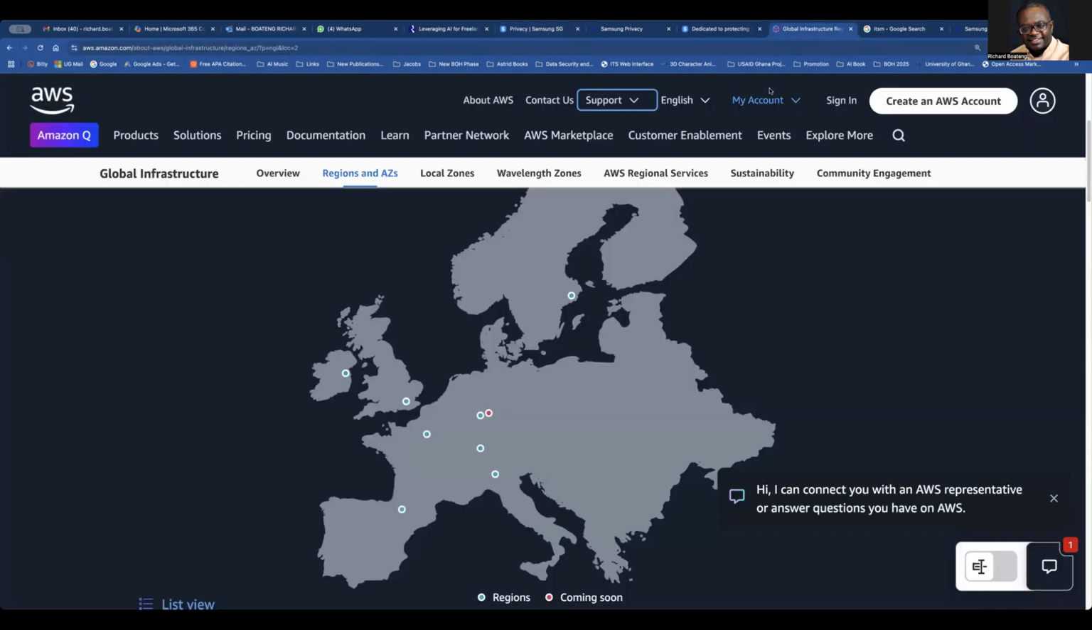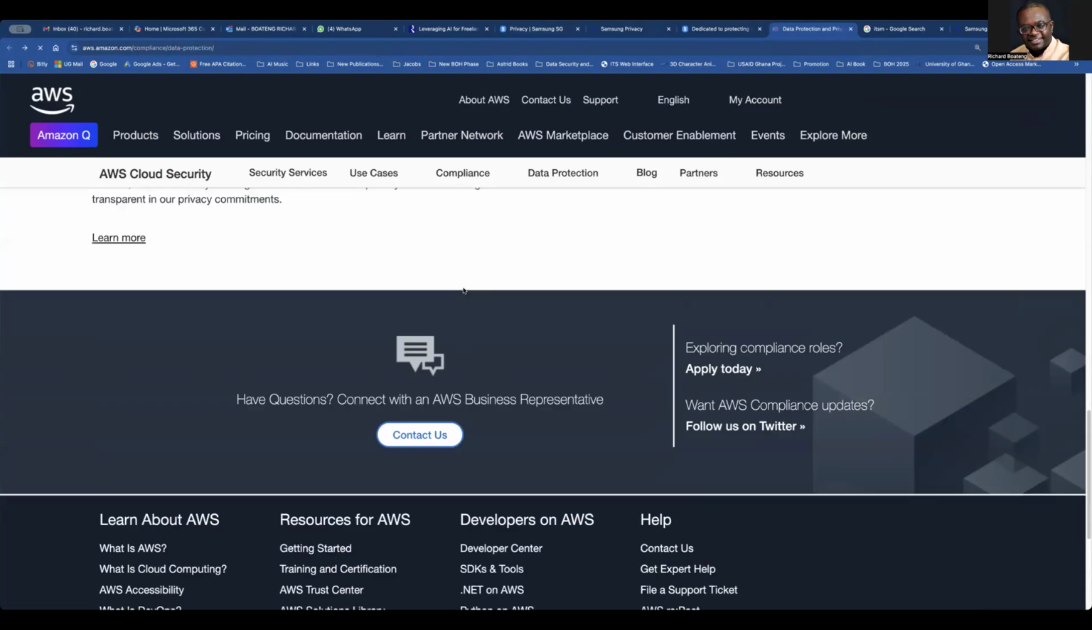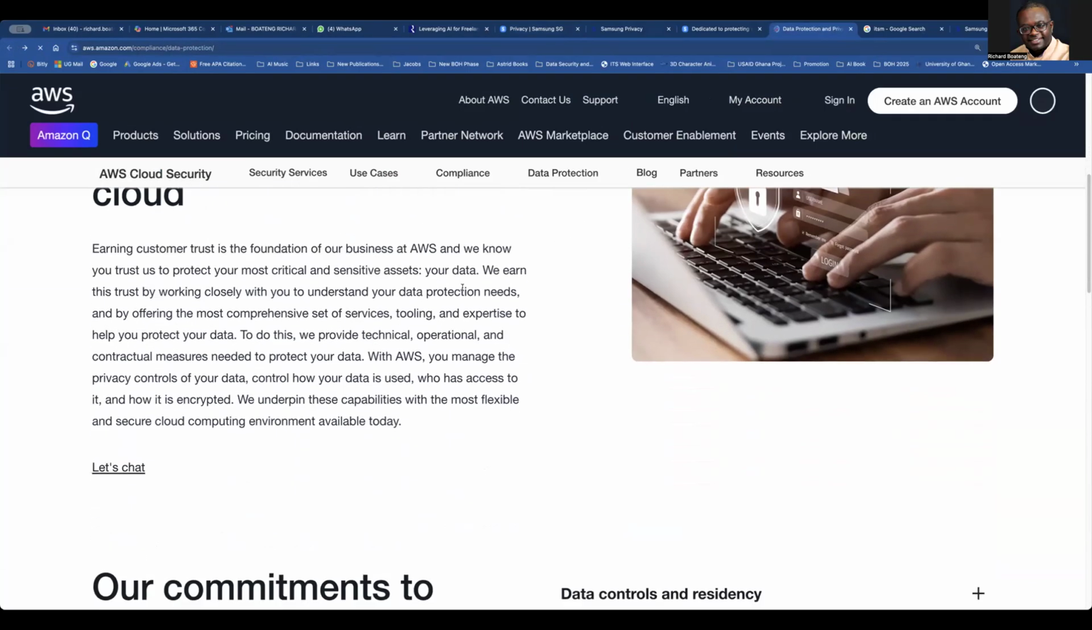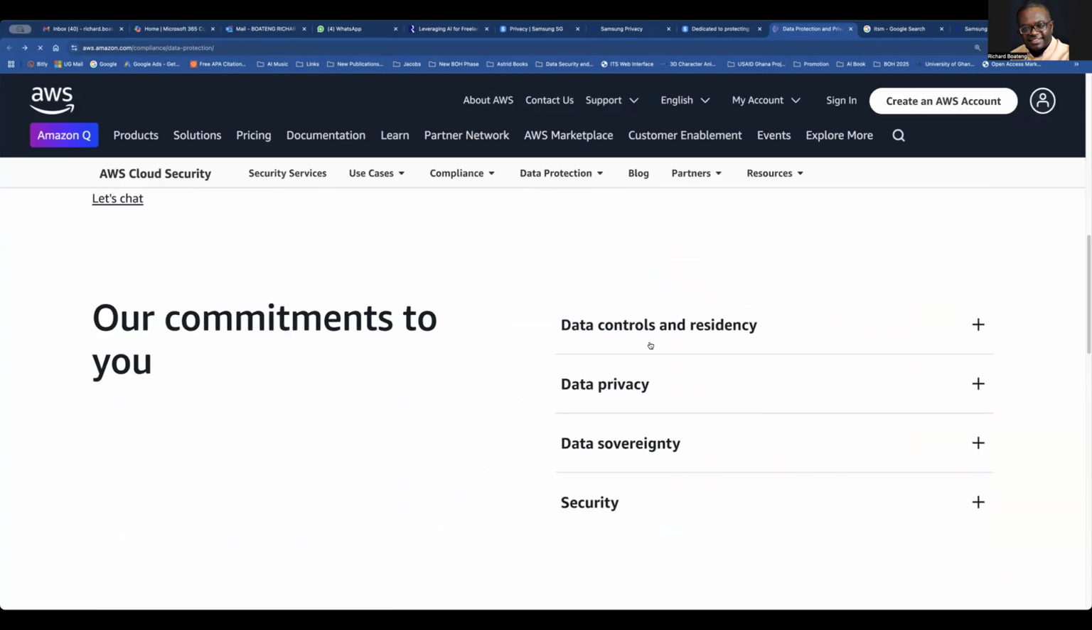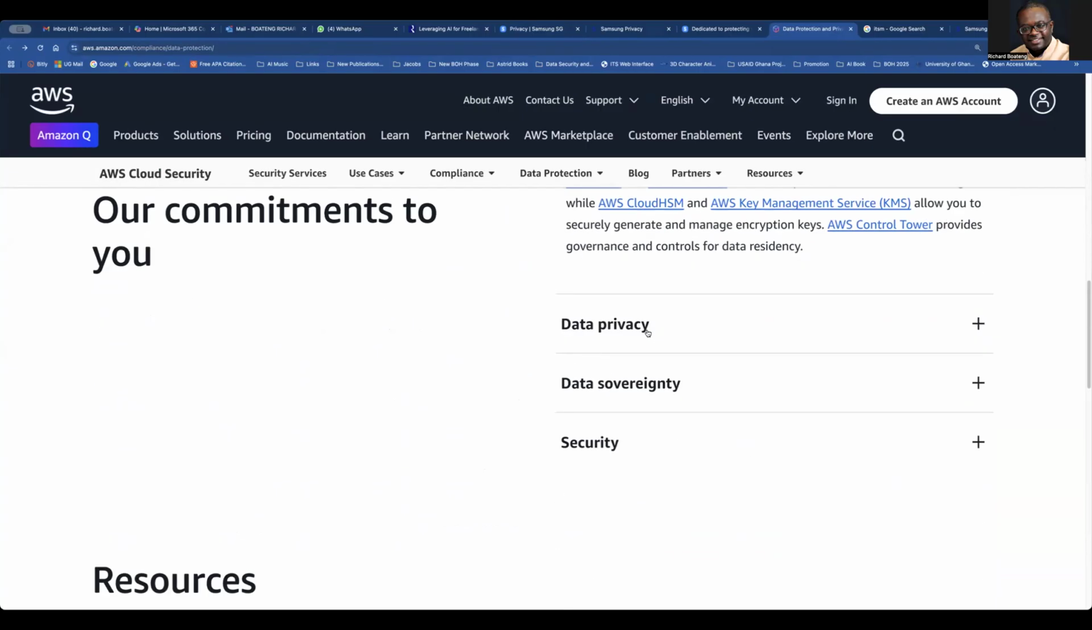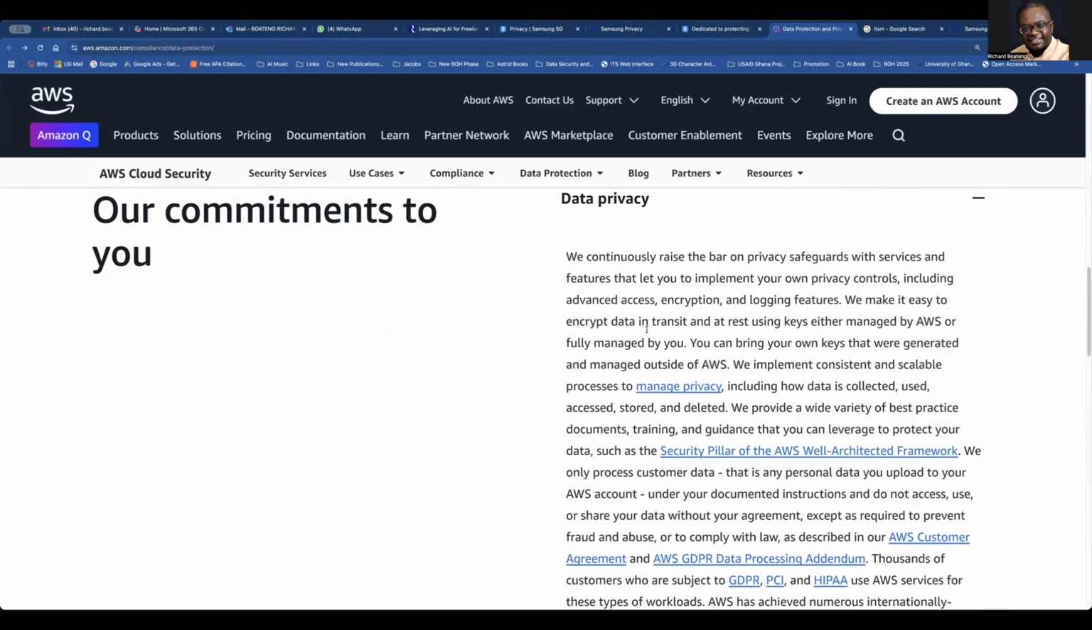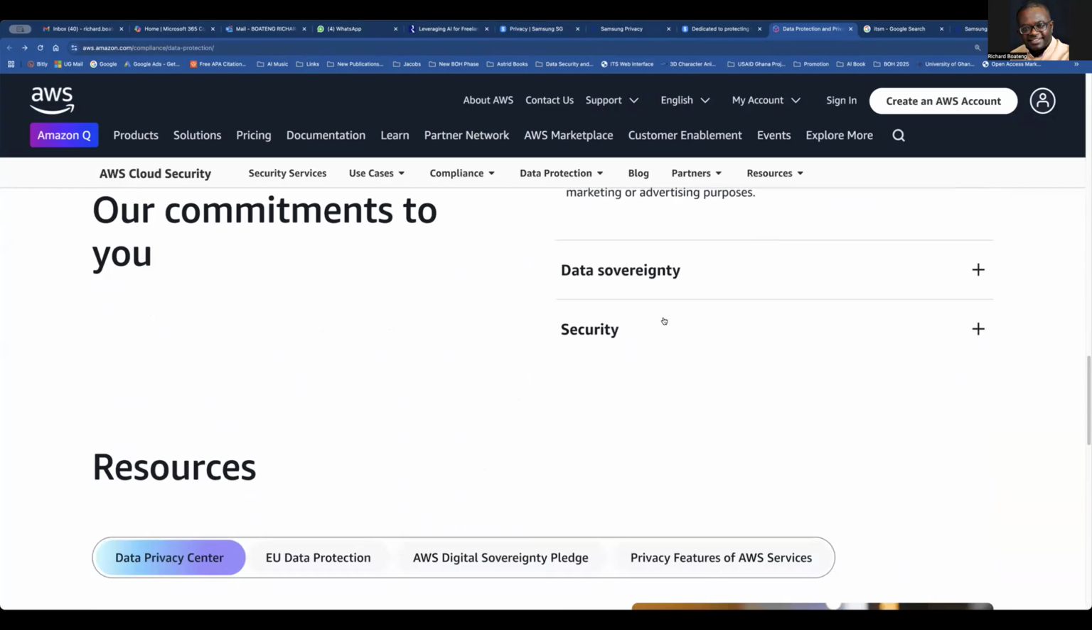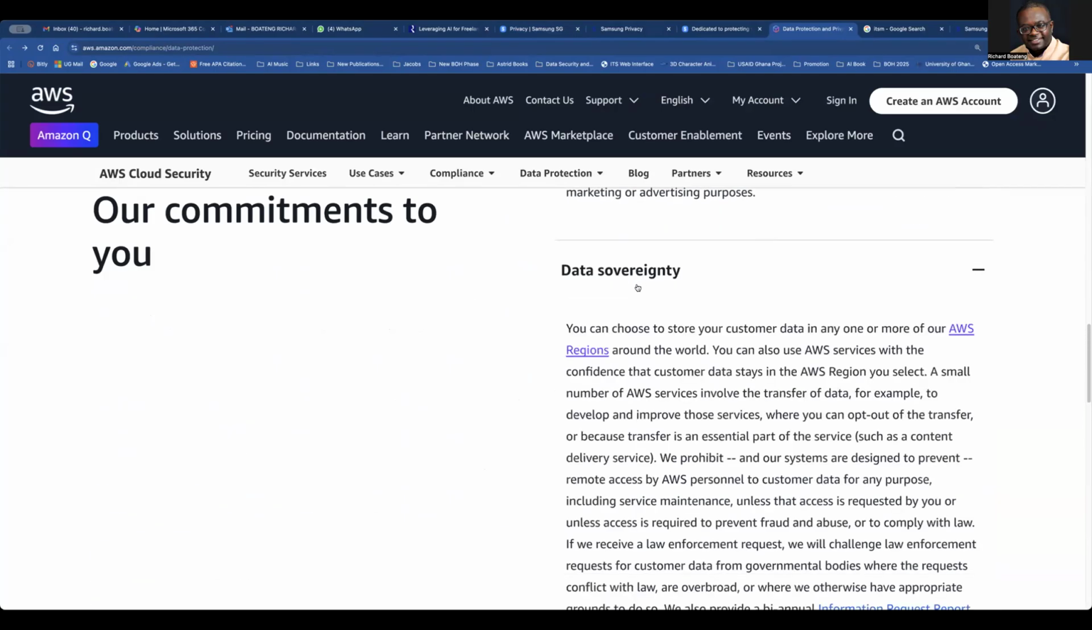The last one has to do with Amazon. Amazon says that their data, their web services, they are committed to data controls and residency. There are data privacy issues, so there are privacy things that they mention here. And this is what I want to talk about, data sovereignty. You see, countries are very sensitive about where their data is stored, especially government offices and government data.